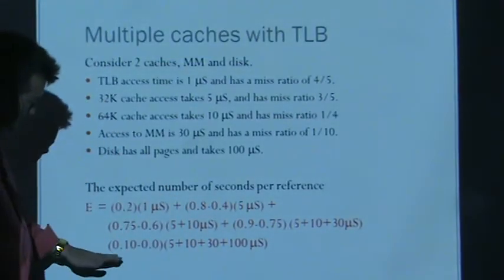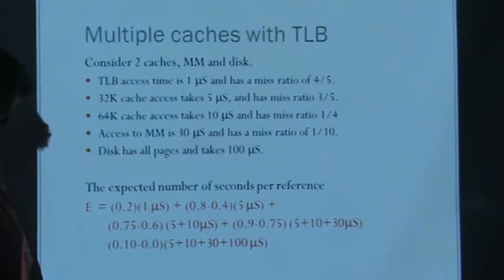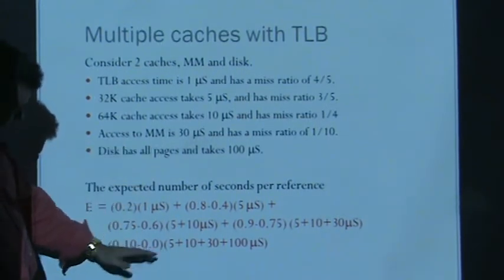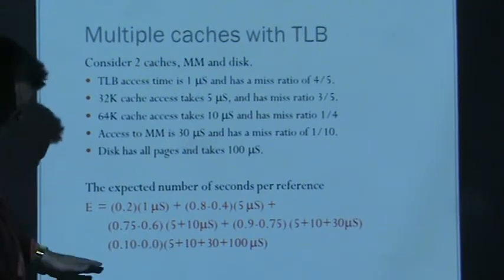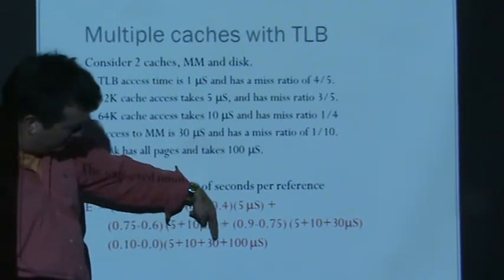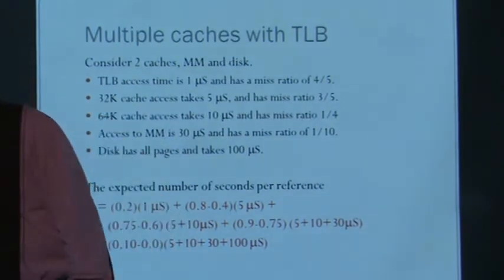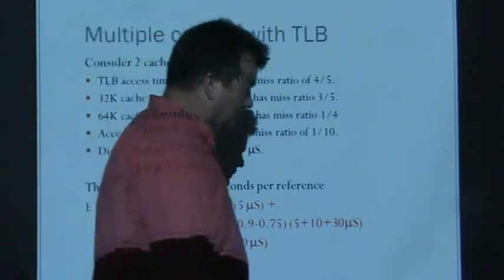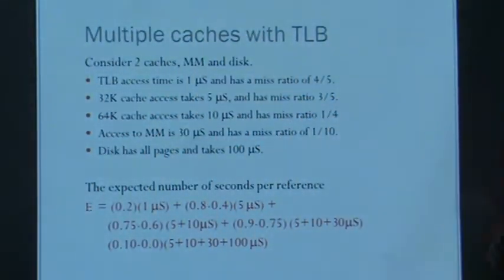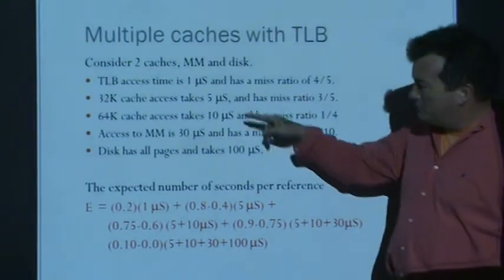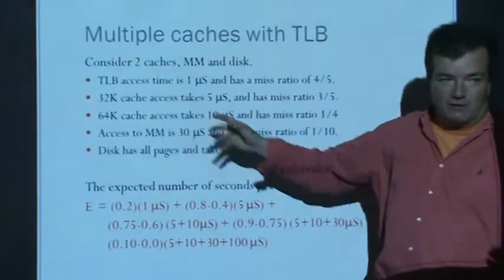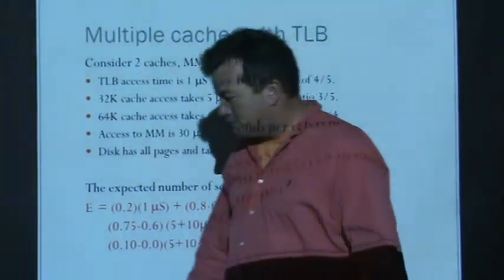And then the last one would be the problem. I guess it should be 100 minus 90. And then that would be 5 plus 10 plus 30 plus 100. So the only difference with a TLB is that the TLB is a very, very small cache, so small that using hardware, we can check it simultaneously with whatever our lowest level cache is.